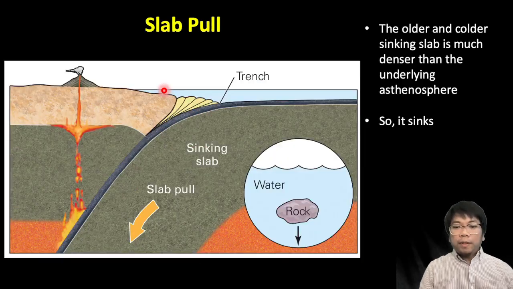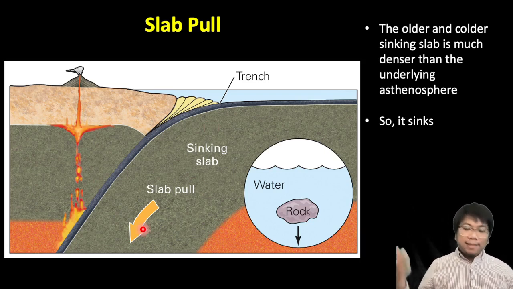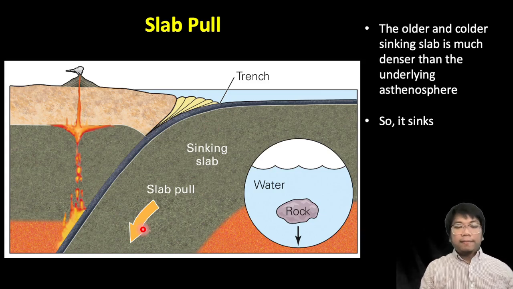And the third one is called slab pull. Slab pull occurs at subduction zones. The older and colder sinking slab, just like what I'm showing you right here, is much denser than the underlying asthenosphere, so it simply sinks to the bottom of the mantle.